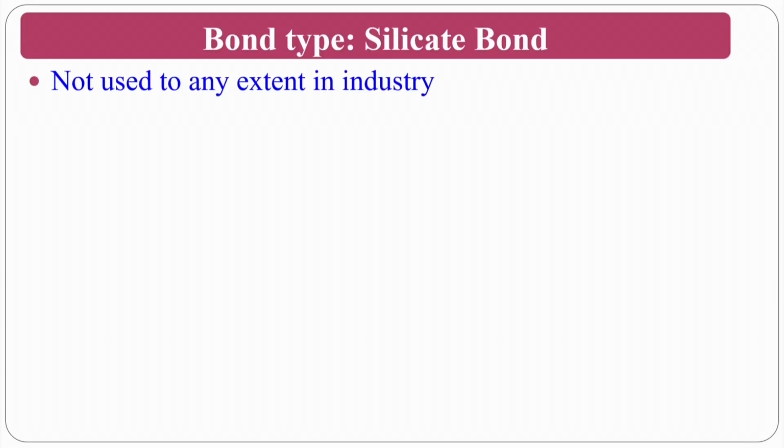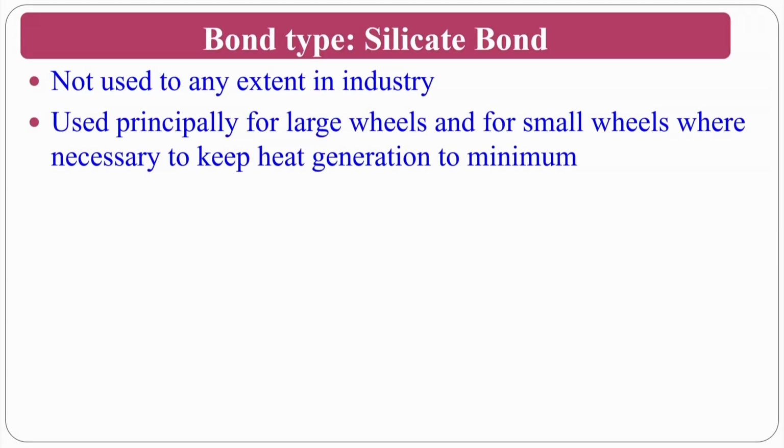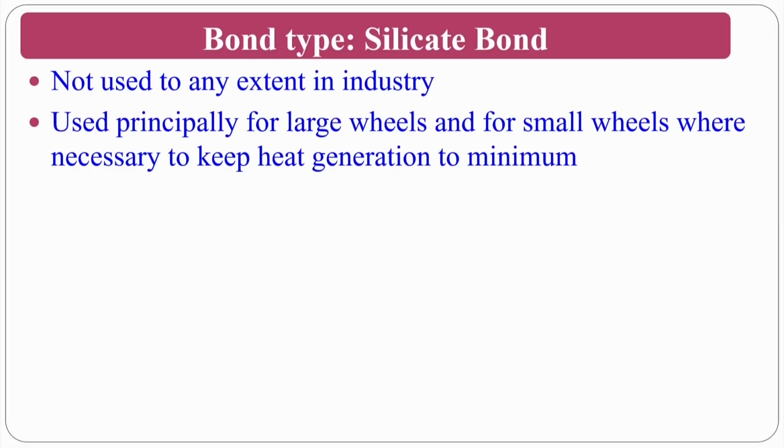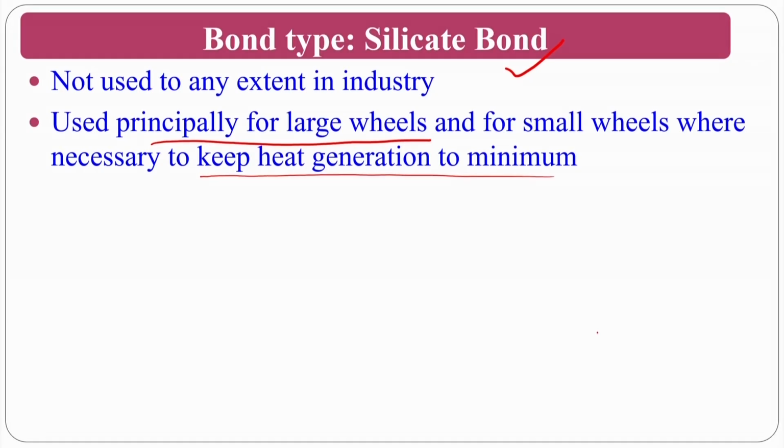Silicate bonding is not used to any extent in industry. It is not very useful in industry. However, there are some specialized applications where you can use it, principally for large wheels and for small wheels where the heat generation needs to be kept to a minimum. Normally, if the heat generation during machining is minimal, then you can go for the silicate bond.